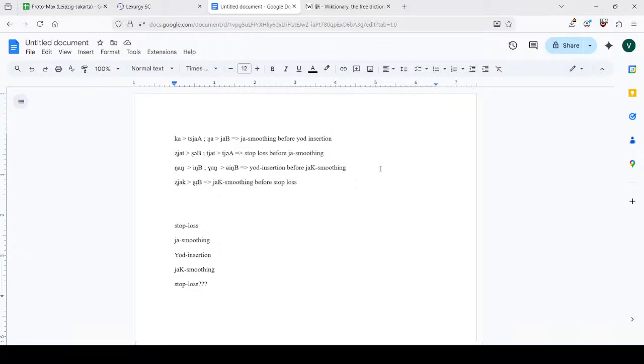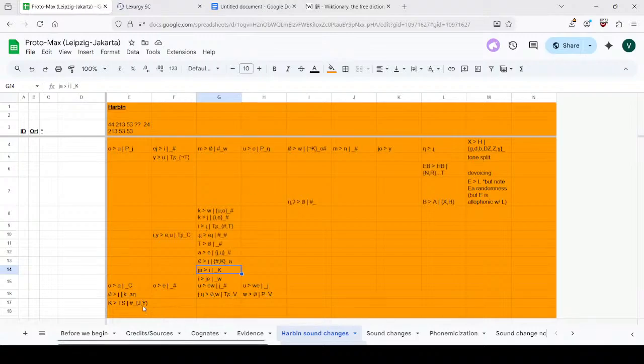But then why did you capitalize? Begotten capitalization. Ya smooths before yod. Stop loss before ya smooths. So stop, and then ya smoothing, and then yod insertion, and then yak smoothing, and then stop loss. And then stop loss goes before ya smoothing again. Which means, are there two periods of yak smoothing? I hate introducing the same sound change over and over again. This is already bugging me a bit.